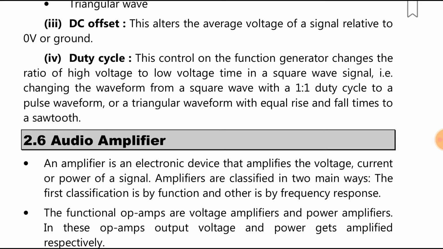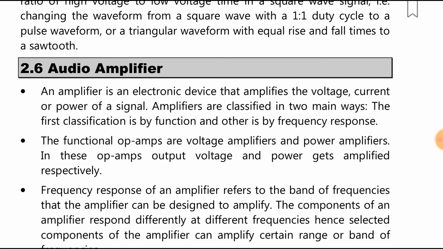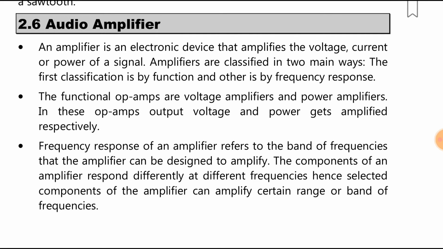Fourth point is duty cycle. This control on the function generator changes the ratio of high voltage to low voltage time in a square wave signal, that is changing the waveform from a square wave with 1:1 duty cycle to a pulse waveform, or a triangular waveform with equal rise and fall times to a sawtooth.